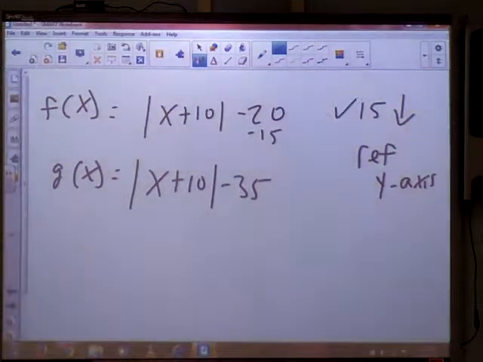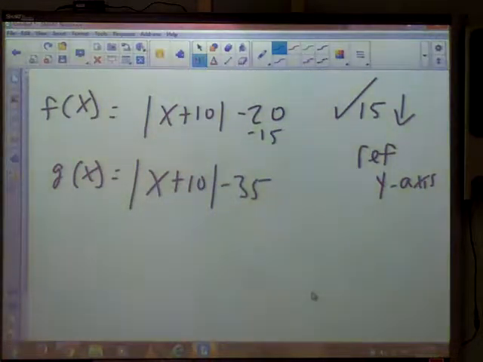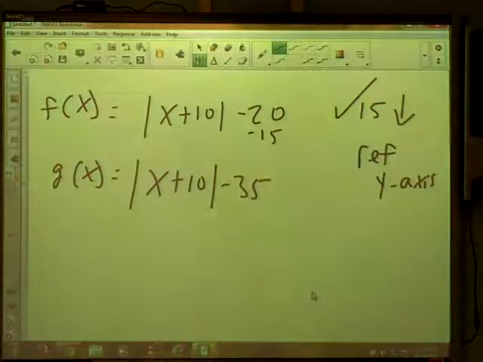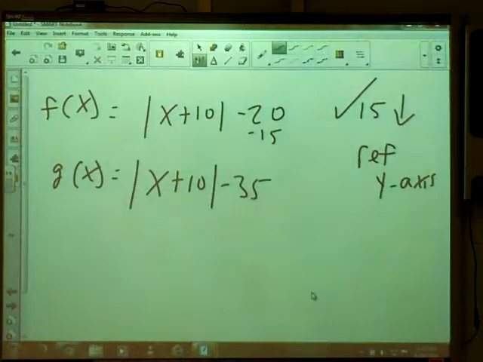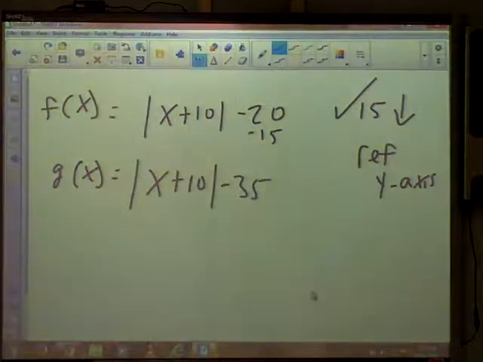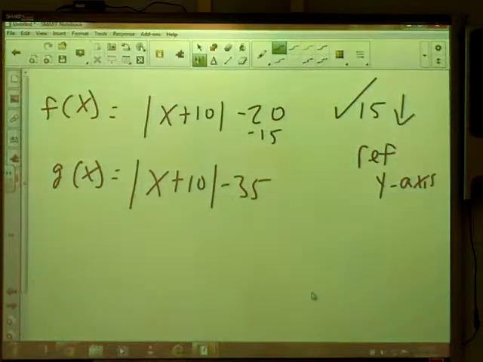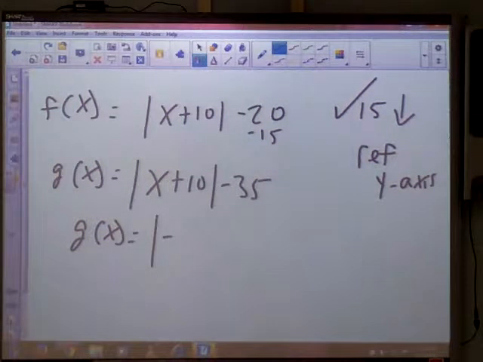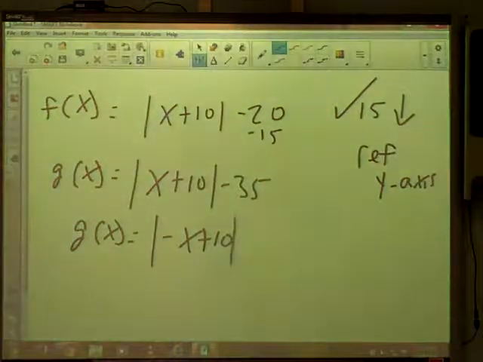Alright, so check, done with that one. Now we've got to reflect that on the y-axis. So we're back to this reflection stuff. And remember, reflection is opposite, negative. So I've got to put a negative somewhere. When I'm reflecting in the y-axis, does my negative go in front of the whole thing or just the variable? Just the variable. Very good. So I'm going to have g of x, and I'm just putting my negative with the variable.